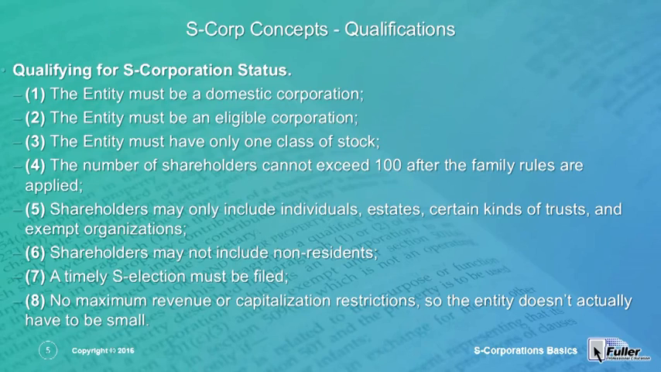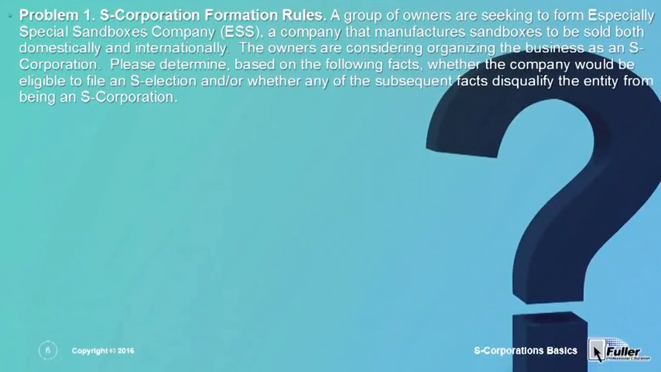All right, let's look at a problem. We want to look at the first problem here. So we've got a group of owners seeking to form a special sandboxes company, or S, which is an awesome name for a company. A company that manufactures sandboxes to be sold both domestically and internationally. The owners are considering organizing the business as an S corporation. Please determine based on the following facts whether the company would be eligible to file an S election and/or whether any of the subsequent facts disqualify the entity from being an S corporation.